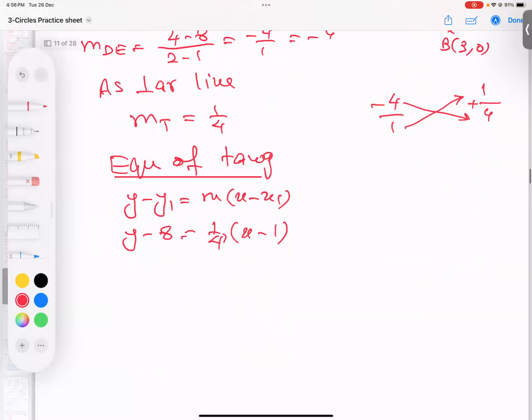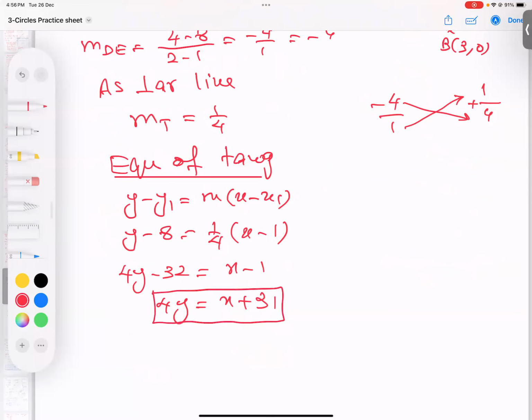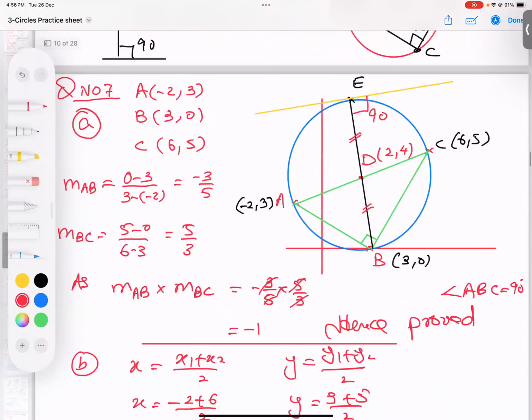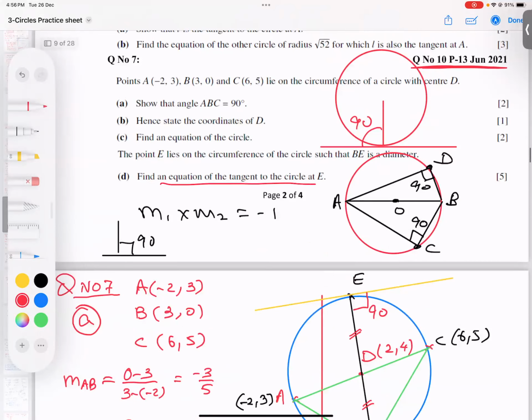So we stop here, or 4 multiplies the left hand side. 4 times (y minus 8) is 4y minus 32, and x minus 1. And now this is my final answer going to write. This goes there, and I get plus 31. So you can write this format, or sometimes students make y the subject. So y means what? This will go down. So y equals 1 over 4 x plus 31 over 4. So both answers are correct. And let me check. Did he ask for a special format? No, he did not ask for a special format.